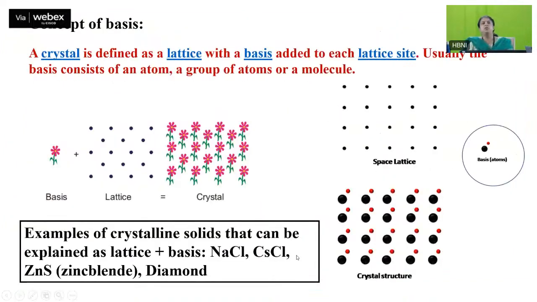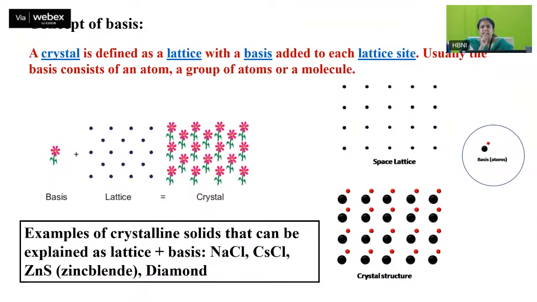Another important concept: what is a basis? Here, the fact that the lattice point need not coincide with your atom and ion becomes important when you understand what the basis is. Now, just look at this figure. The crystal is this arrangement of flowers. I want to reproduce that arrangement of flowers.